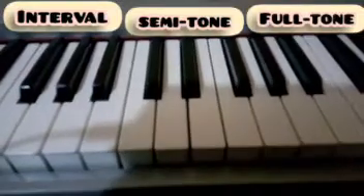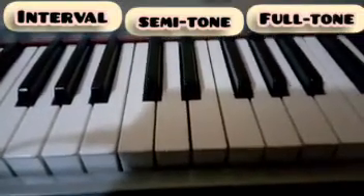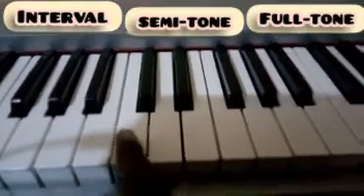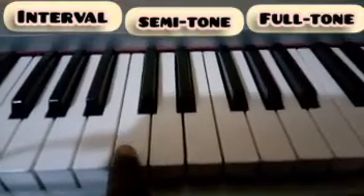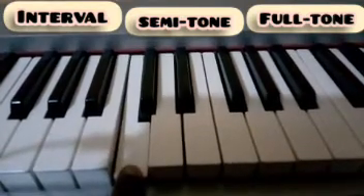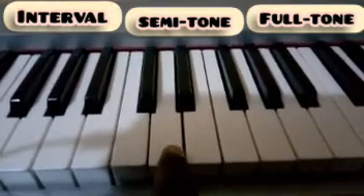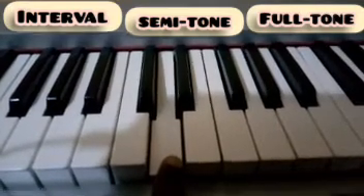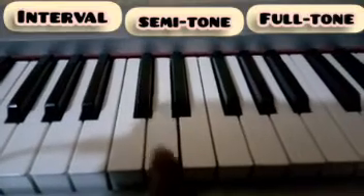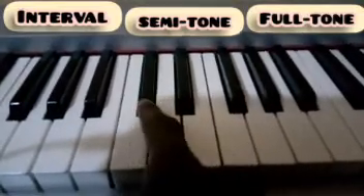Now that's for semitone. Okay, now let's go to a full tone. A full tone is achieved from C to D. C to D is a full tone. Why? Because you are jumping one note.